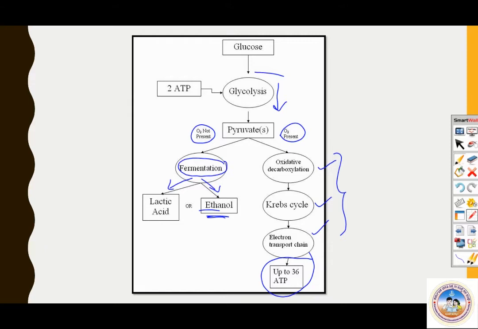So glucose will undergo glycolysis, which will give rise to pyruvate. Pyruvate, in the absence of oxygen, will undergo the anaerobic process, resulting in fermentation. Fermentation will result in lactic acid formation and ethanol formation. Whereas in aerobic respiration, it will undergo oxidative decarboxylation, the Krebs cycle and the electron transport chain, and how many ATPs? 36 to 38 ATPs are formed. So this is the fate of pyruvate. Either it will undergo aerobic respiration or anaerobic respiration.